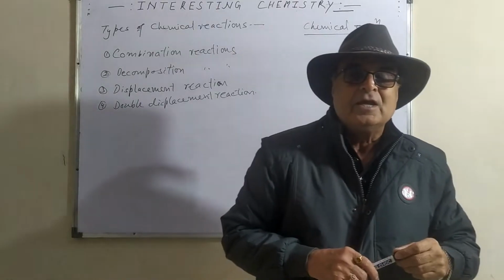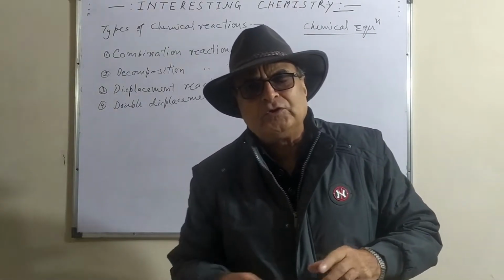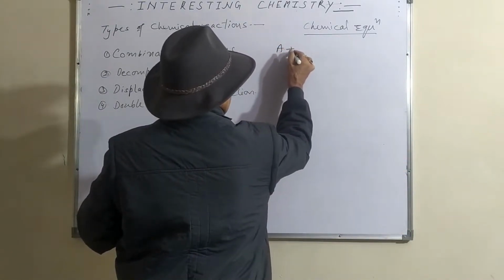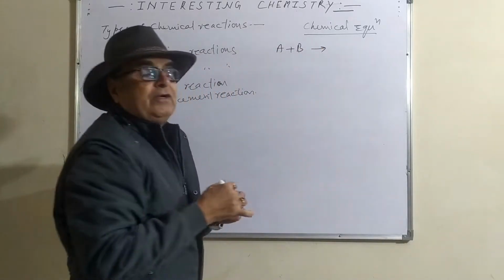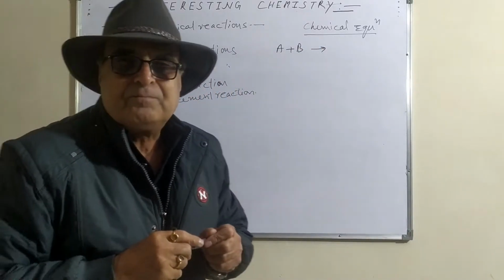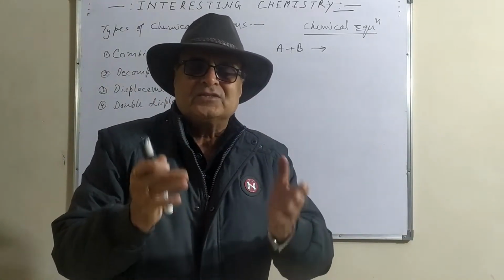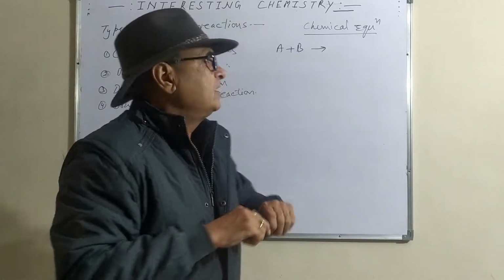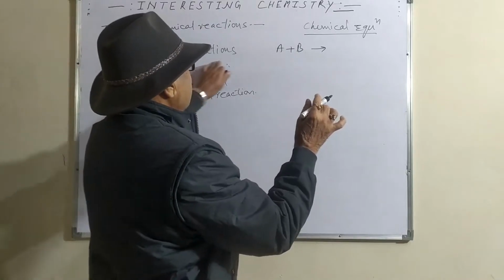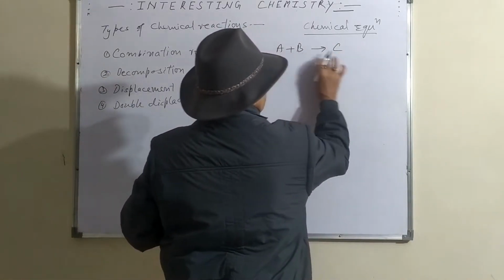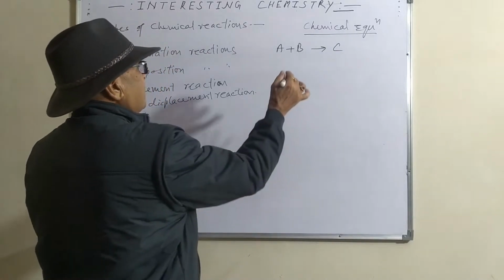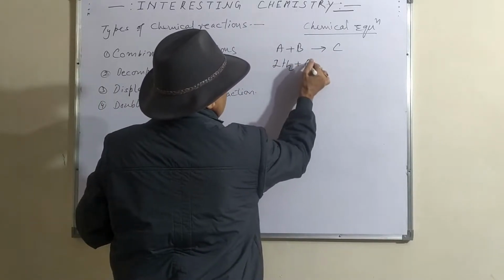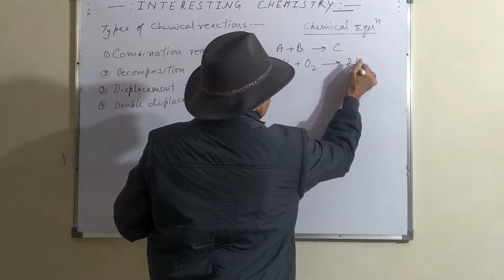One is combination. Combination reaction, as I told you in my previous video, is when two or more compounds or substances react together to form one product. This is the combination reaction. In this case, you can write 2H2 plus O2 gives 2H2O.